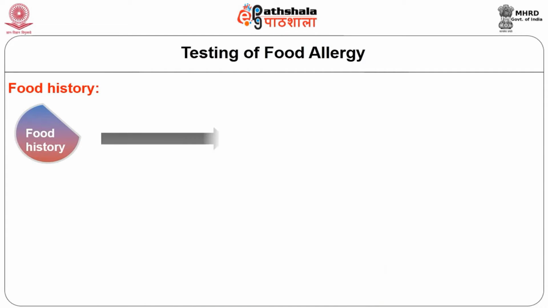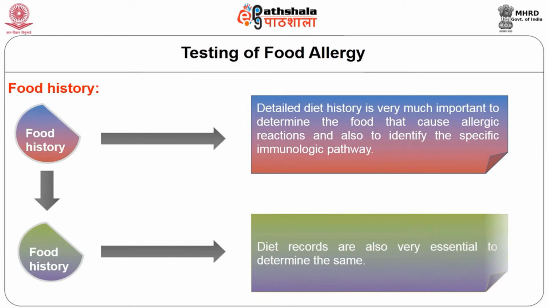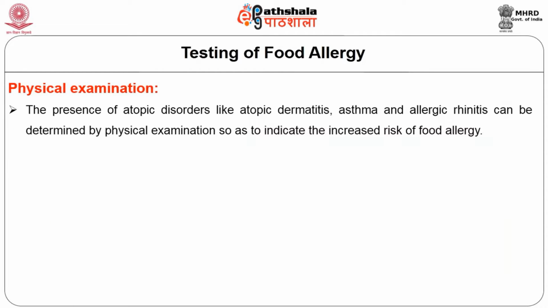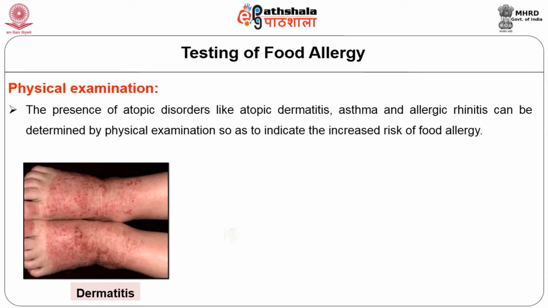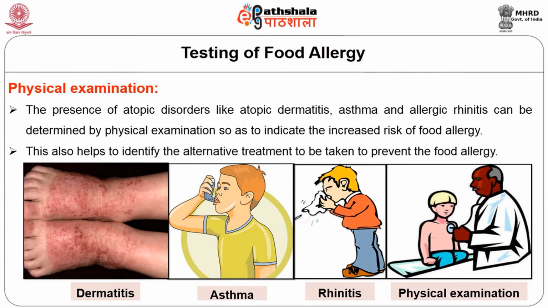Food history is a detailed history. It is very important to determine the food that causes allergic reactions and also to identify the specific immunologic pathway. Diet records are also very essential to determine the same. The presence of atopic disorders like atopic dermatitis, asthma and allergic rhinitis can be determined by physical examination, so as to indicate the increased risk of food allergy. This also helps to identify the alternative treatment to be taken to prevent the food allergy.